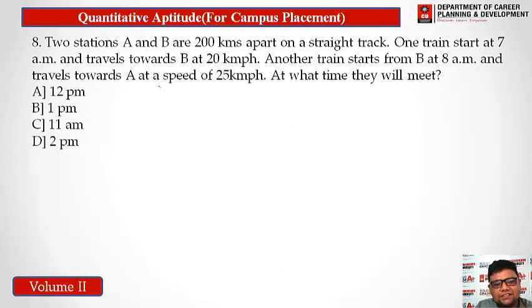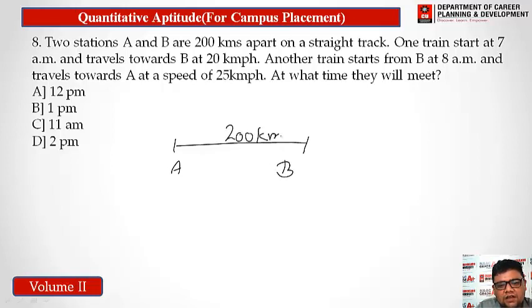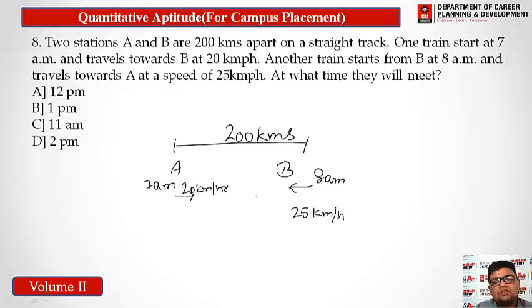Question number 8. Two stations A and B are 200 kilometers apart on a straight track. So there are A and B, which are 200 kilometers apart. One train starts at 7 a.m. from A, traveling towards B at 20 km per hour. Another train starts from B at 8 a.m., traveling at the speed of 25 km per hour. We have to tell at what time they will meet.